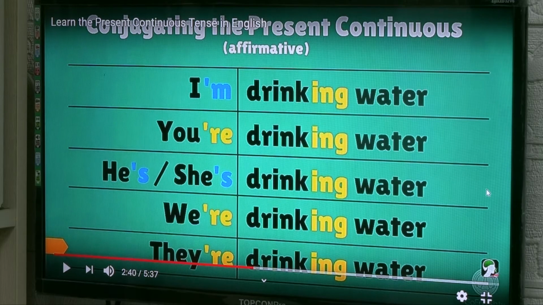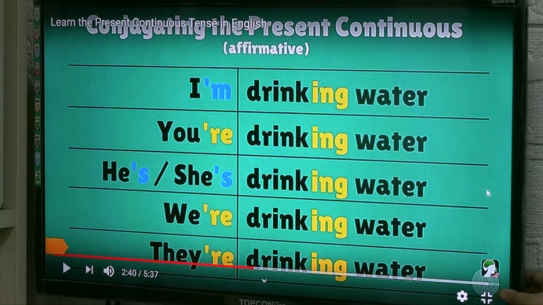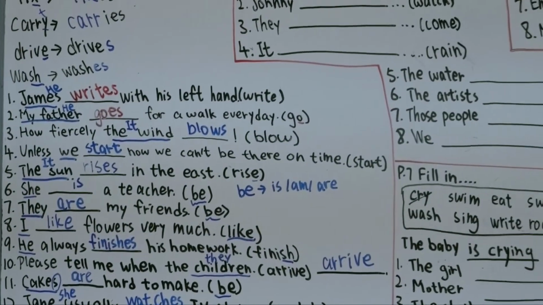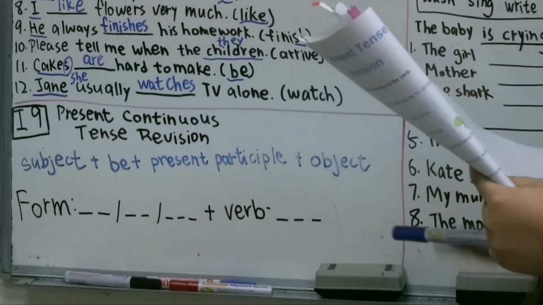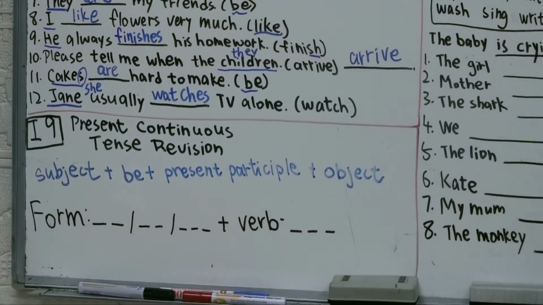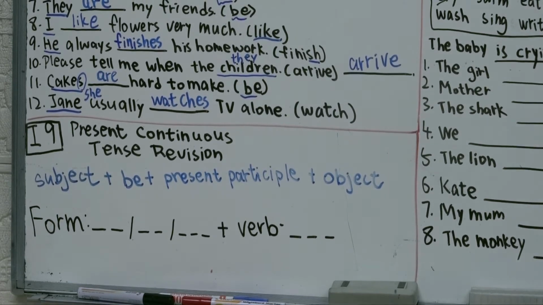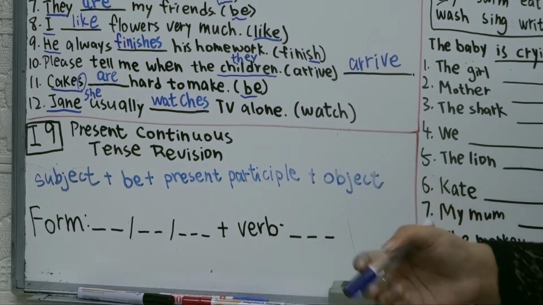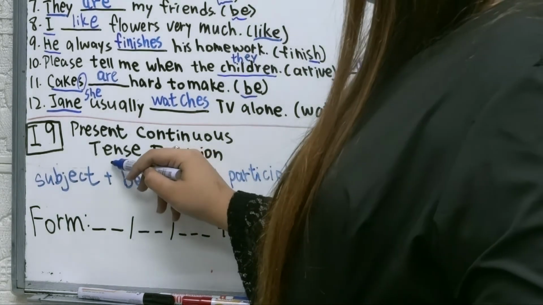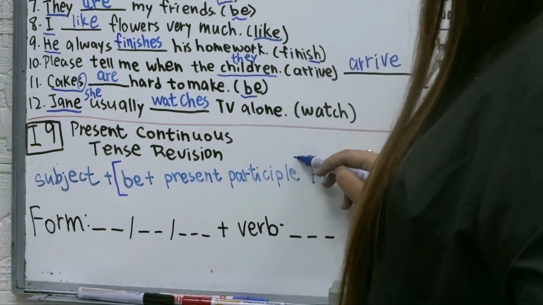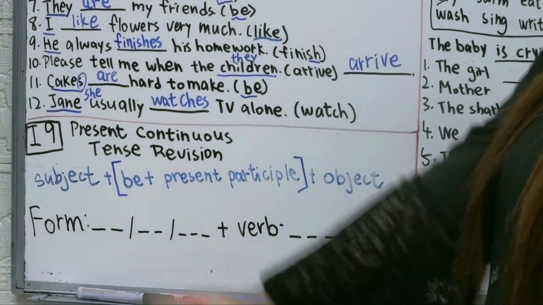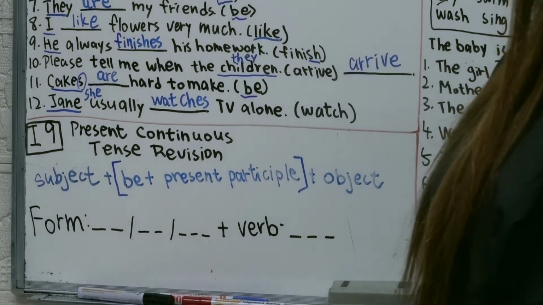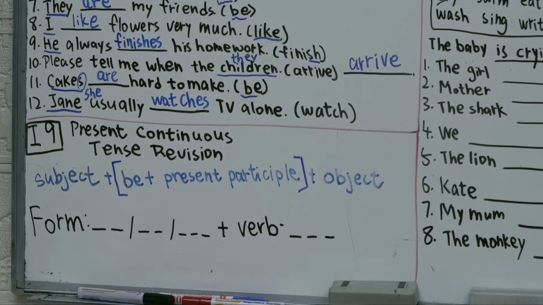Alright, so the most important point is, how do we use present continuous tense? As I said, when something is going on at the present, and when an action is still going on, we use present continuous tense. So how do we form it? That is subject, be, present participle, and then object. What is the meaning of be? He is.